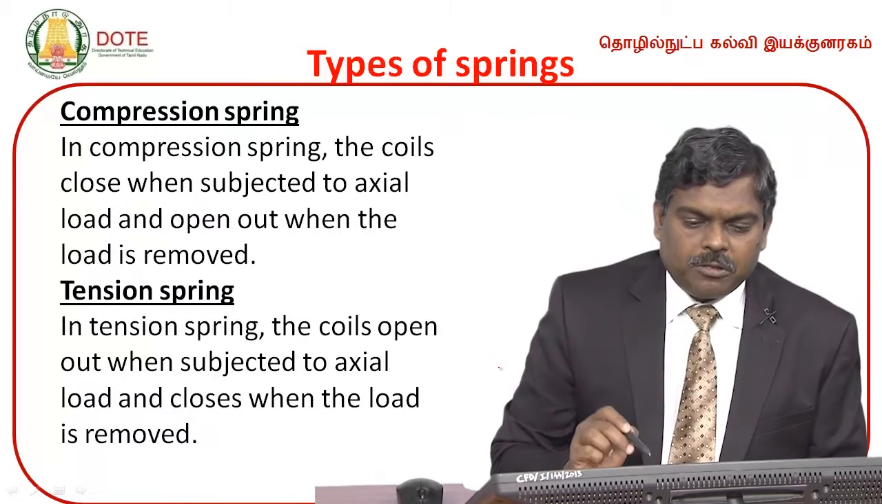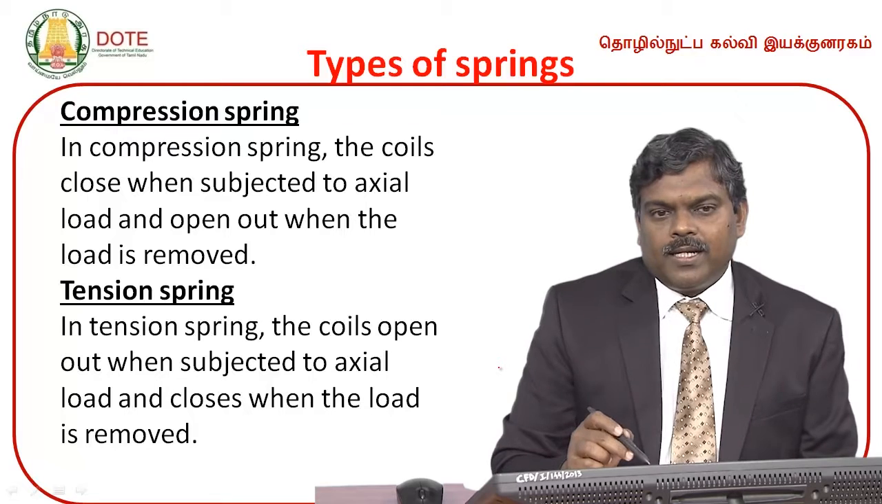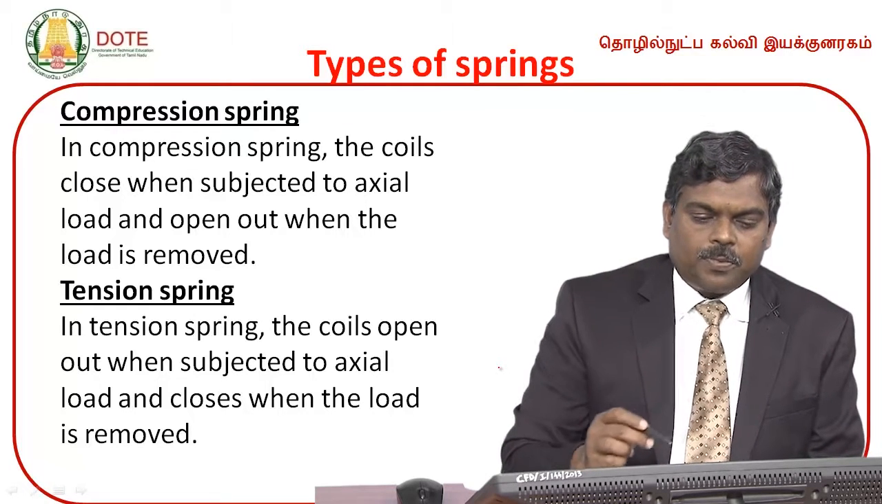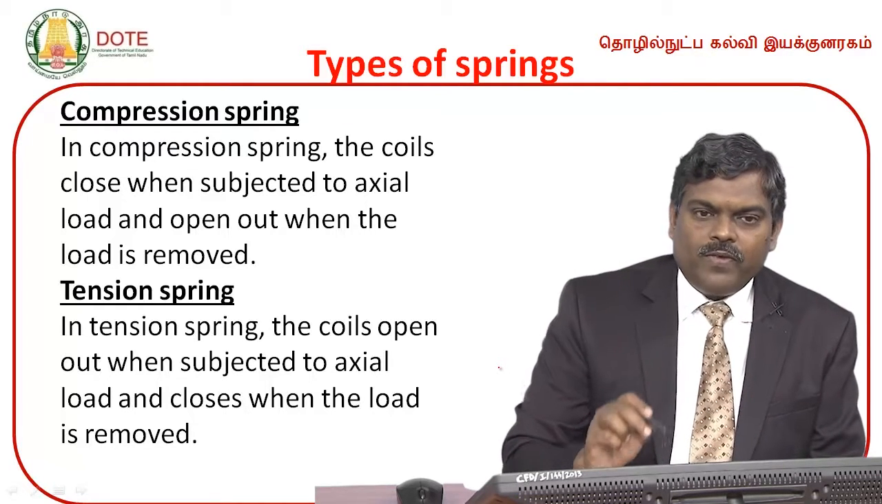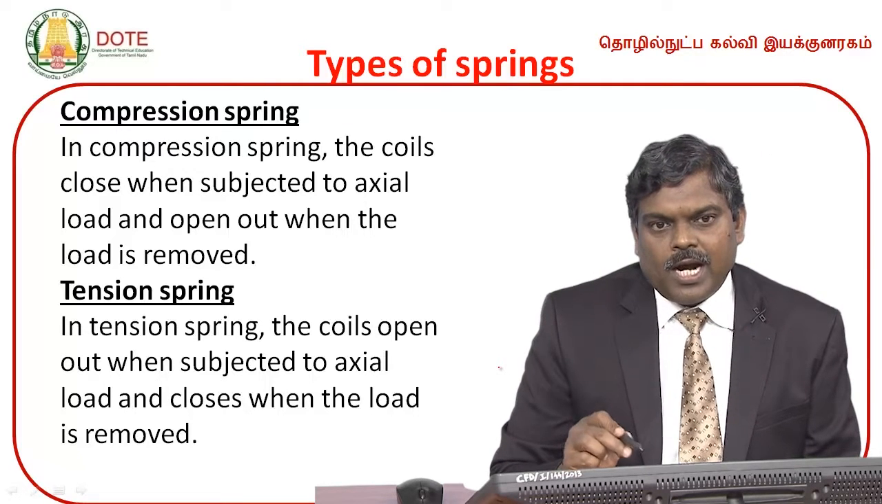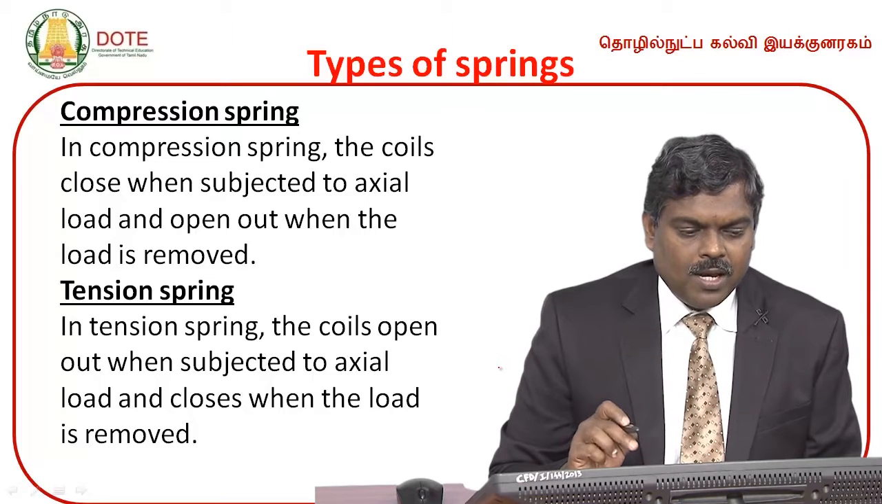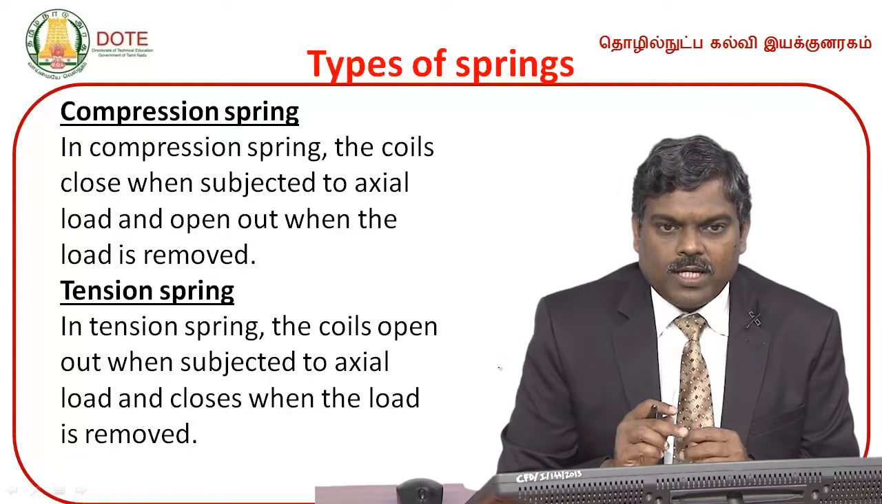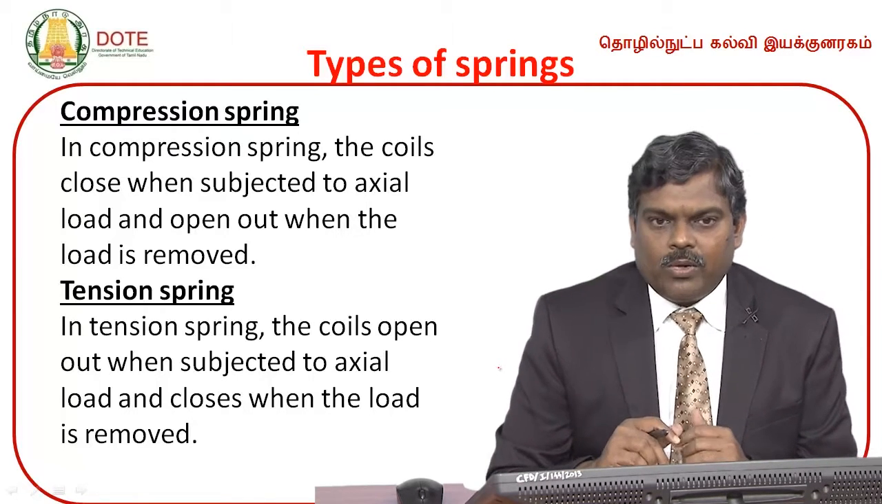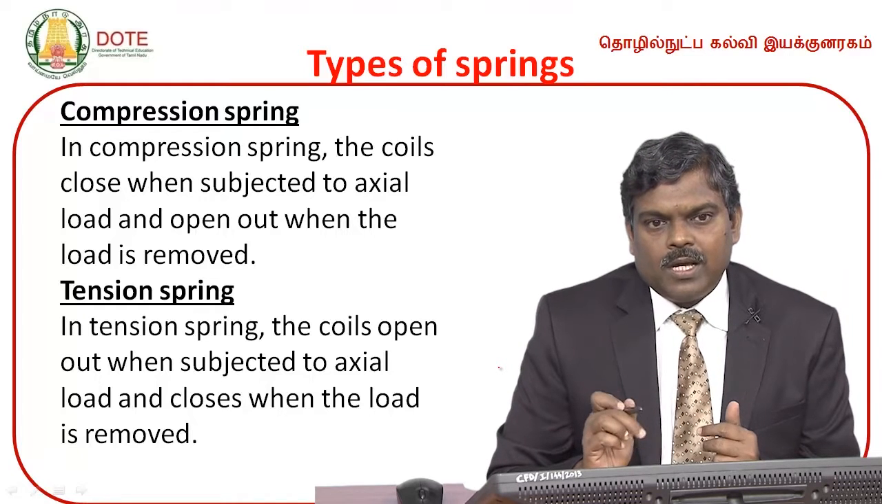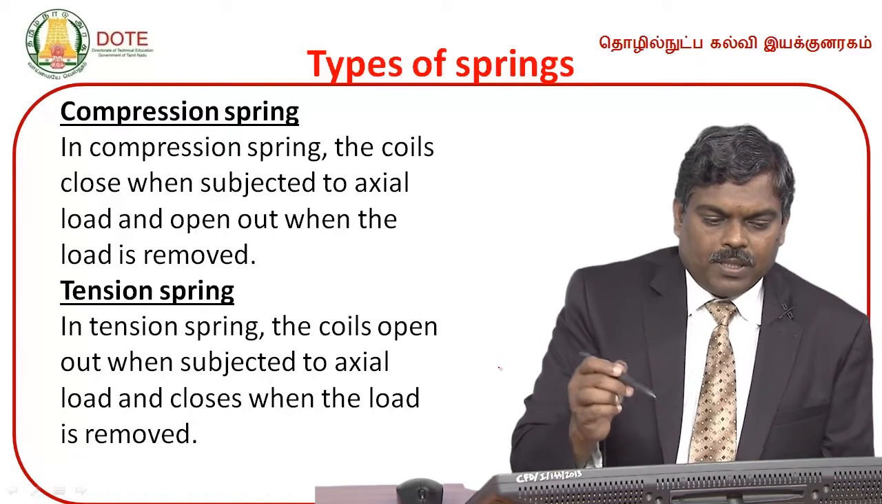The next category of spring is the compression spring and the tension spring. In the compression spring, the coils close when subjected to an axial load and open out when the load is removed. Here the coils of the spring close when it is subjected to an axial load, and open out when the load is removed. It is called a compression spring.